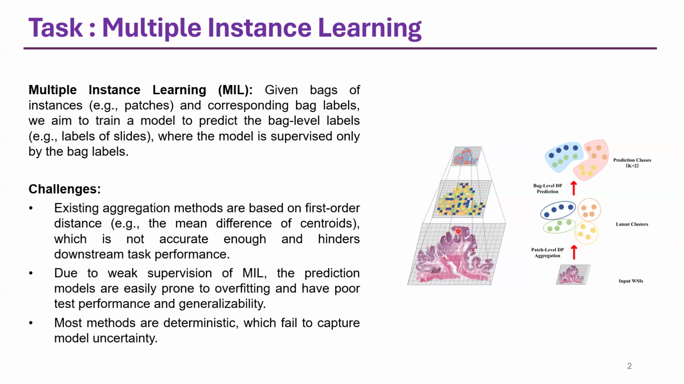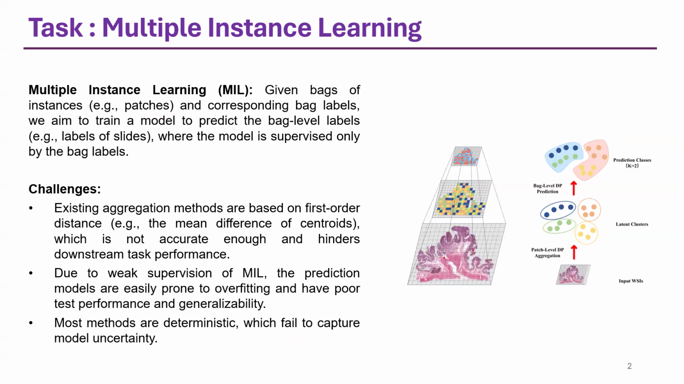And due to the weak supervision of multiple instance learning, the predictive models are easily prone to overfitting and have poor test performance, which is the most common challenging problem in multiple instance learning. And thirdly, we consider uncertainty estimation. We find that most of the current methods are deterministic, which fail to capture or address the model-wise or epistemic uncertainty, which makes their capability in predicting uncertainty relatively low.